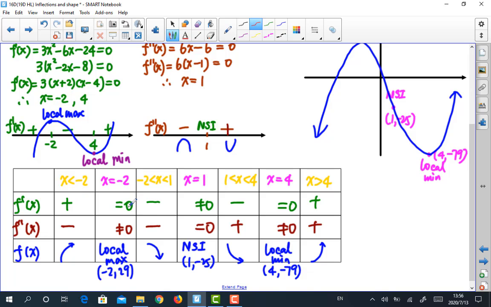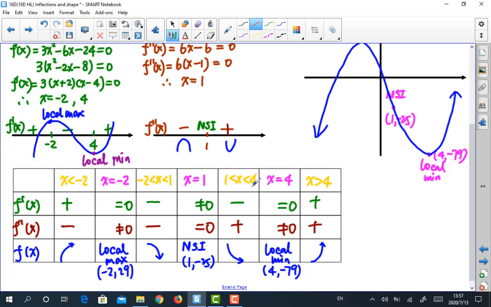X equals -2, first derivative is 0, second derivative is not 0. And this is increasing, on the right side is decreasing, so this is a local maximum point. From -2 to 1, our first derivative is negative, second derivative is negative. So the original function is decreasing and concave down. That's the only curve shape we can get for decreasing and concave down. Then x equals 1. First derivative is not equal to 0, but second derivative is 0. So this is a non-stationary inflection point.